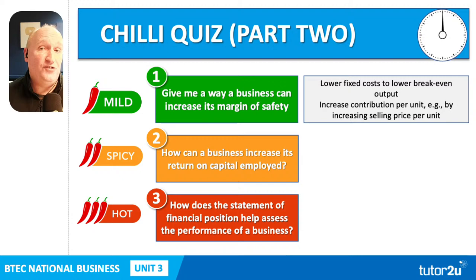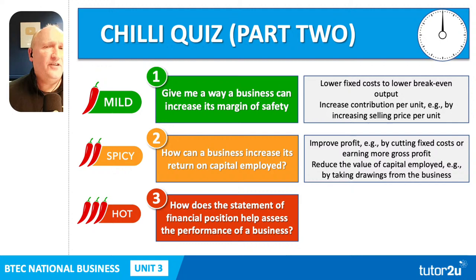How could a business increase its return on capital employed? Well, don't forget our formula. It's profit on the top, underneath capital employed. So if we can improve our profit, how might we do that? Perhaps by selling more, more gross profit, perhaps by cutting our fixed costs, perhaps by increasing our contribution per unit, maybe by reducing the variable cost per unit.